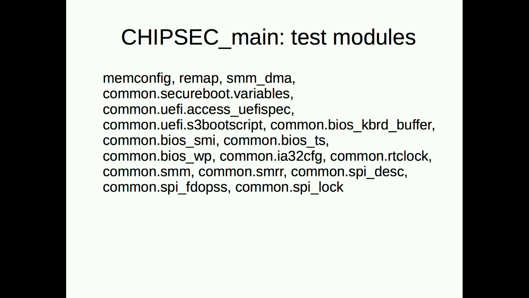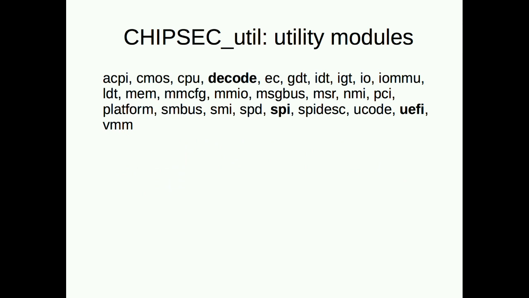And then in the next slide, utilities, there's a bunch of utilities with a bunch of options. We could spend days on this. But the main ones you probably care about are decode, SPI, and UEFI. SPI will let you dump and save a copy of your firmware image to a file like rom.bin. So you say chipsec util spi dump rom.bin, and it saves your file. Once you've got that, you say chipsec util decode rom.bin, and it does analysis of it.